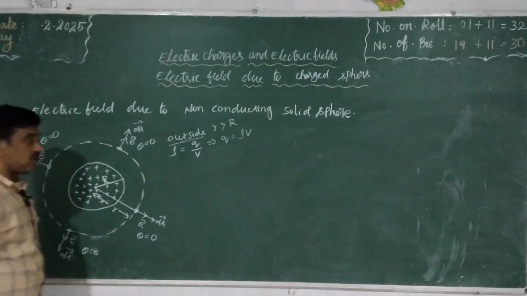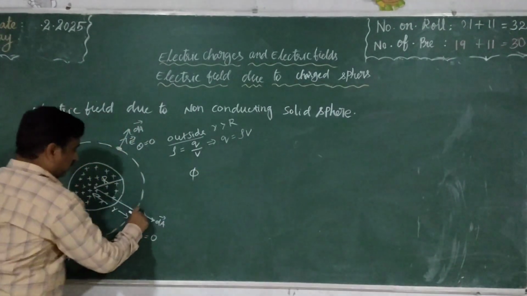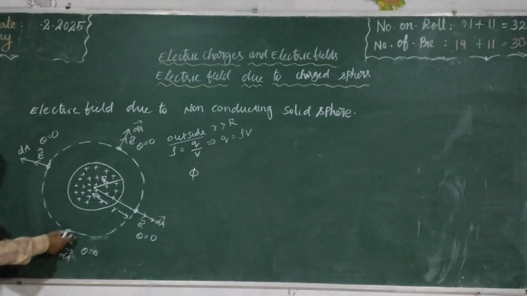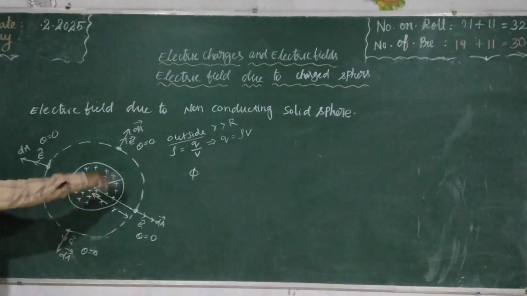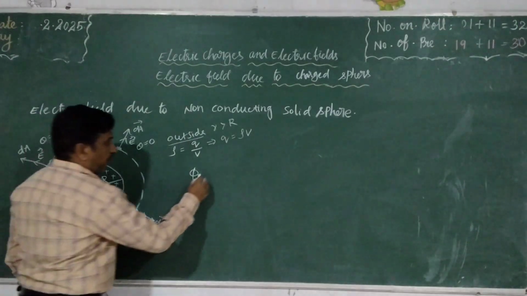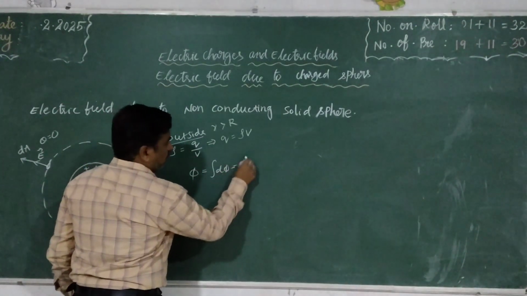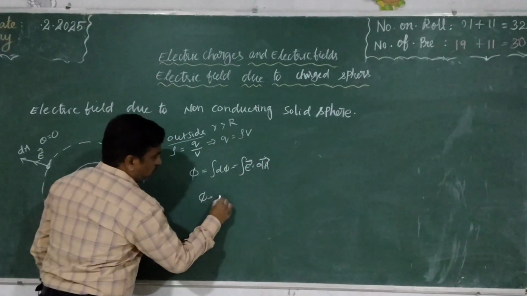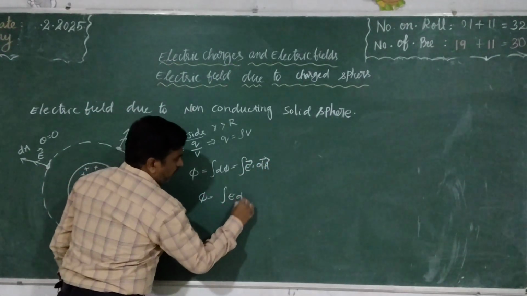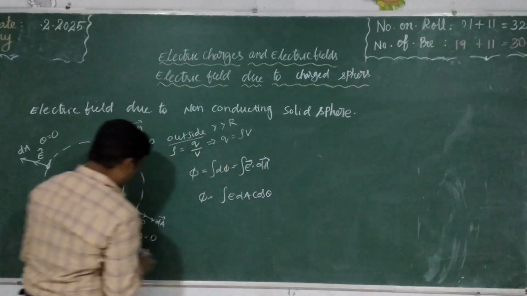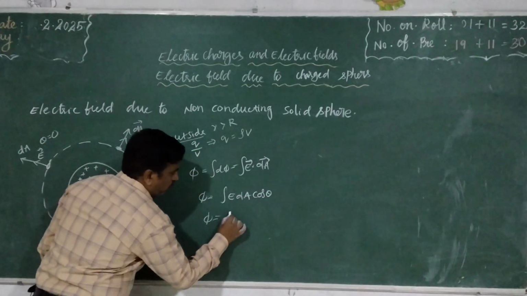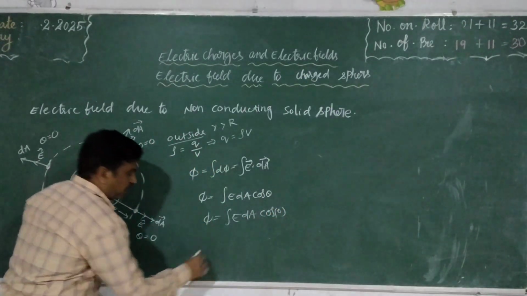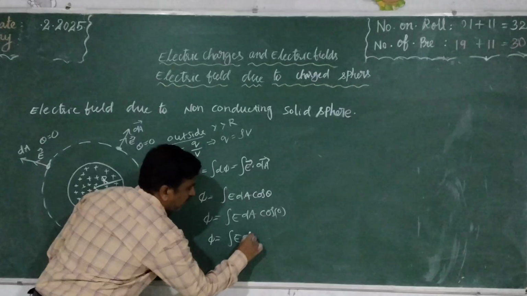Each small area has a flux d phi, and the total flux is the sum of all of them. So phi equals the integral of d phi, which equals the integral of E dot dA, that is E dA cos theta. Theta is 0, and cos 0 is 1, so phi equals the integral of E dA.